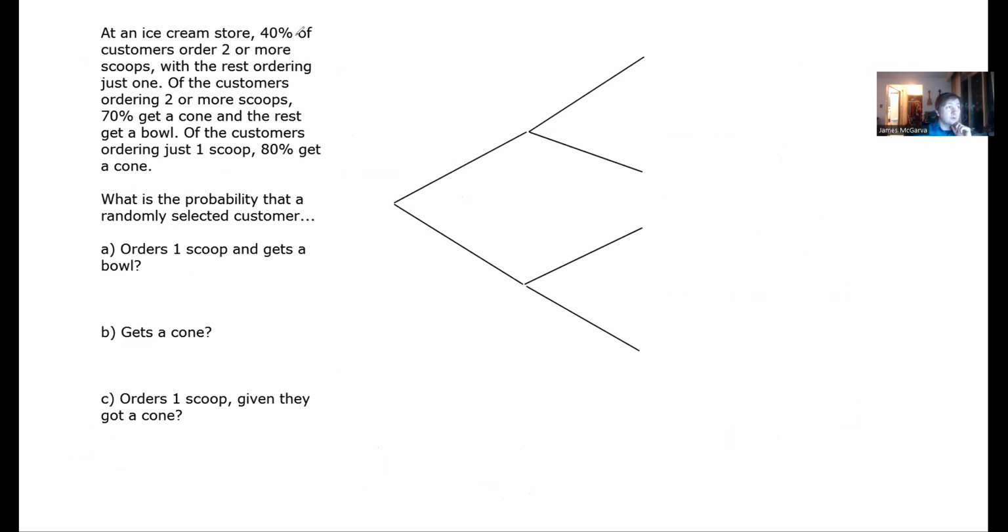At an ice cream store, 40% of customers order 2 or more scoops, with the rest ordering just 1. Of the customers ordering 2 or more scoops, 70% get a cone and the rest get a bowl. Of the customers ordering just 1 scoop, 80% get a cone. So we can use this to build a probability tree. What we've been given is that we have some people getting 2+ scoops, and we have some people getting 1 scoop. And then of the people getting 2+ scoops, some of them get cones, others get bowls.